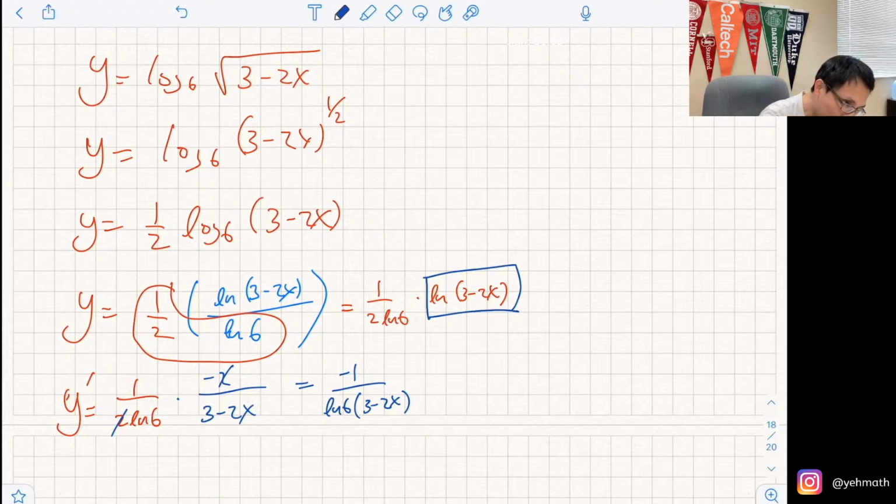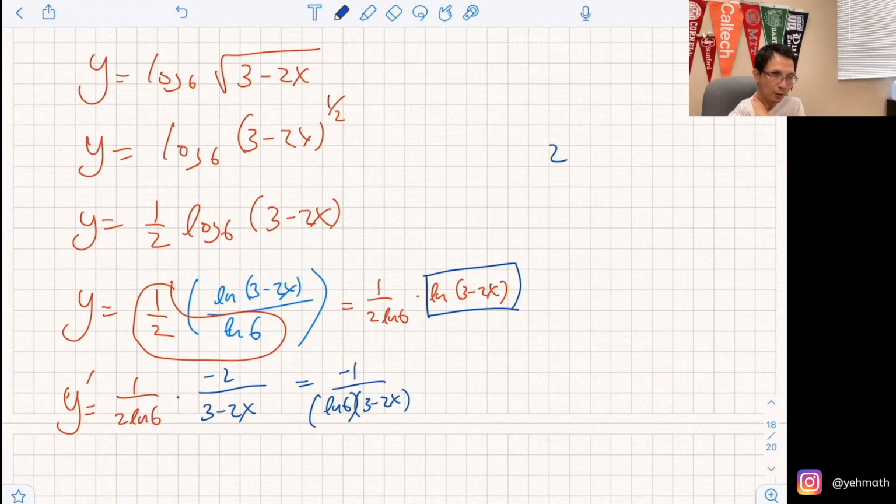This is not x, this is a 2. This is a 2, and it just cancels out with the 2 on the bottom. So the 2 and 2 cancel out, giving negative 1 over natural log of 6, 3 minus 2x. It should be a parentheses around 6 times 3 minus 2x? You can have parentheses, but you don't need to write it down. You don't need to do that for the constant; it's not necessary. But you need a parenthesis on the second part.